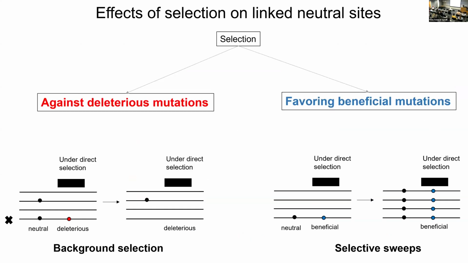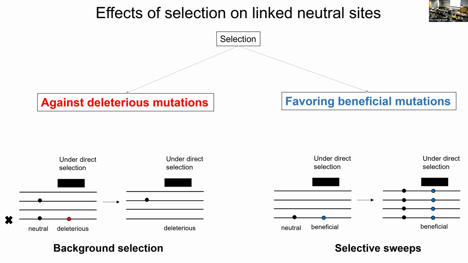So what's the reason for this problem? We know that population history tends to affect patterns of variation across the entire genome. But it turns out that so does selection. Even though selection is acting only on some parts of the genome, the sites that are selected for, the effects of that selection extend across the genome.